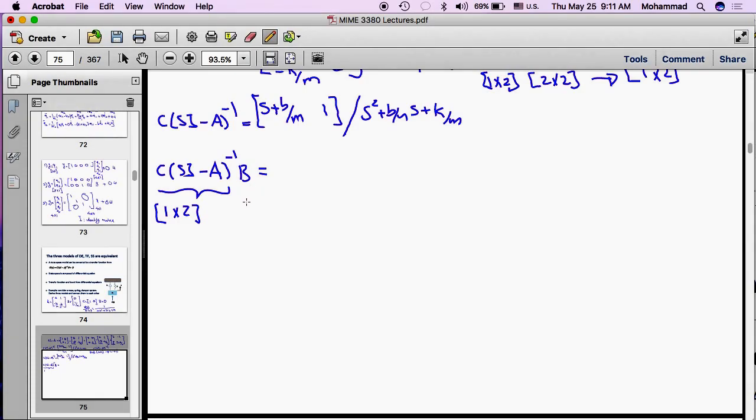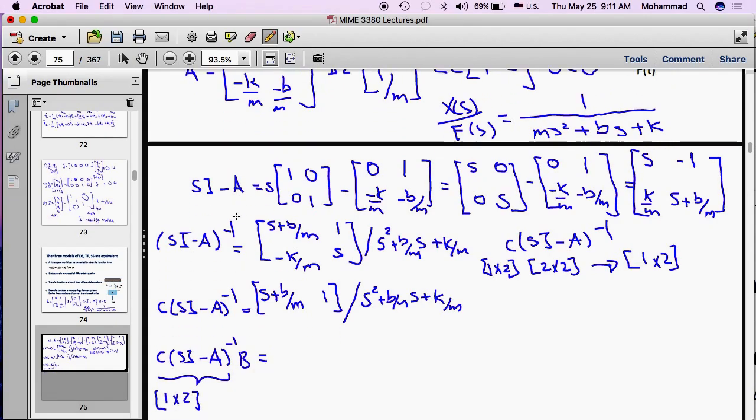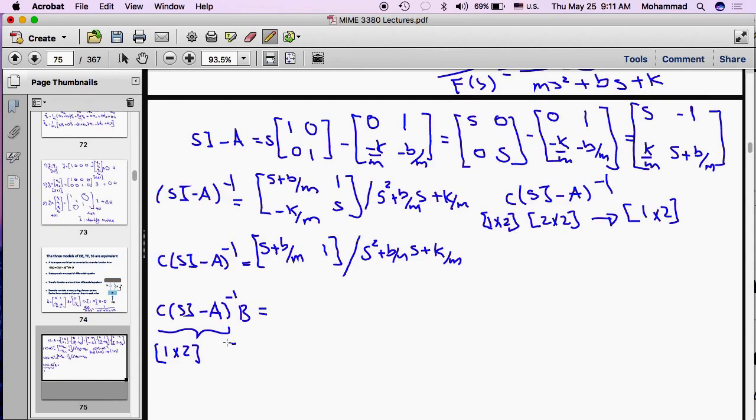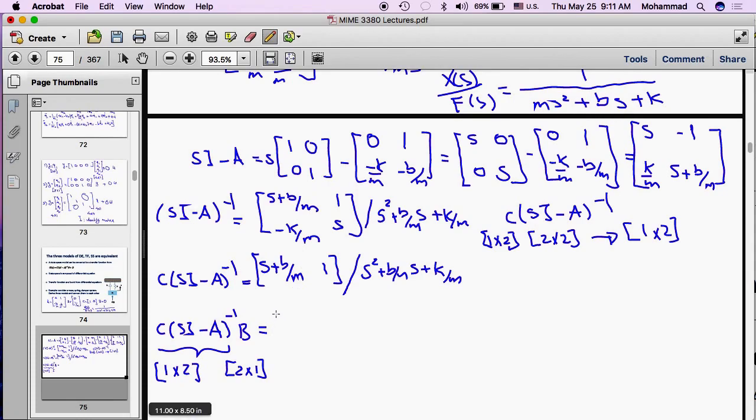Now what is the dimension of B? If you look up here, B is what? It's 2 rows, 1 column. So you're multiplying this by 2 by 1. So what is the resulting dimension? It is a number. It's no longer a matrix. So what you will do in that multiplication is you get this row of (s plus b over m) and 1, and multiply it by this column. So the s term gets multiplied by 0, and the 1 term gets multiplied by 1 over m. So what survives is simply 1 over m. That's the result of multiplying the two matrices.